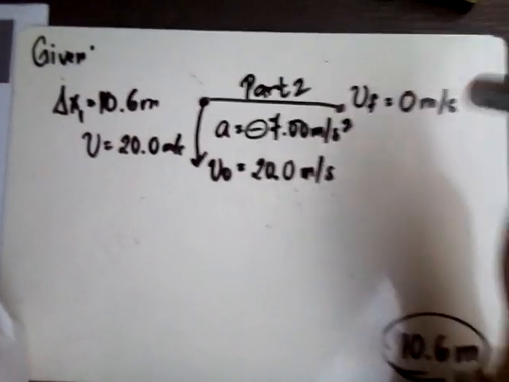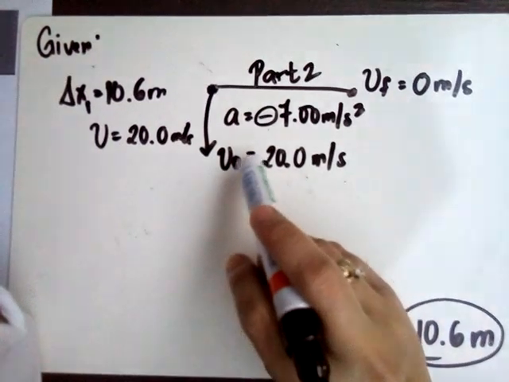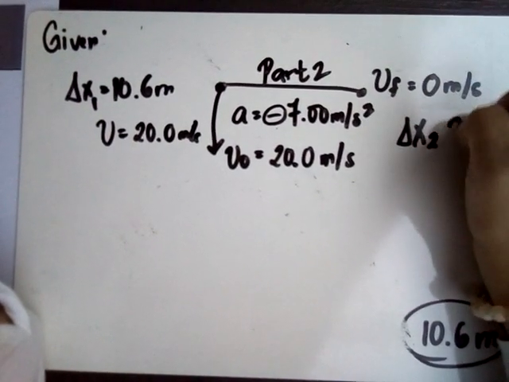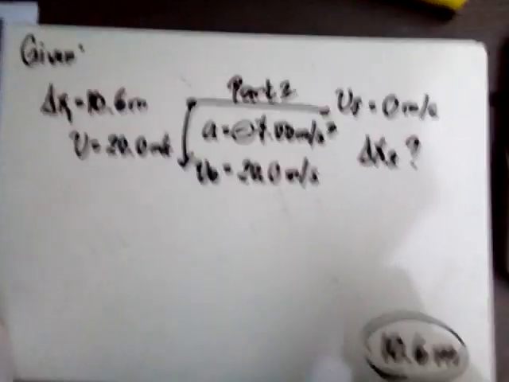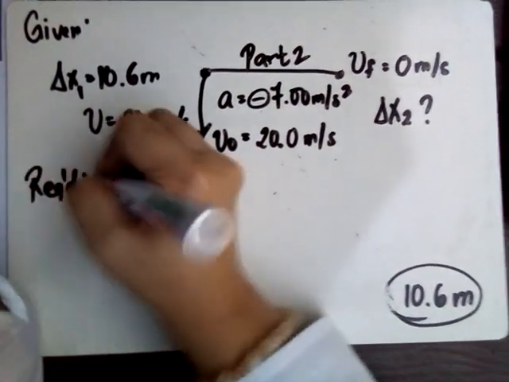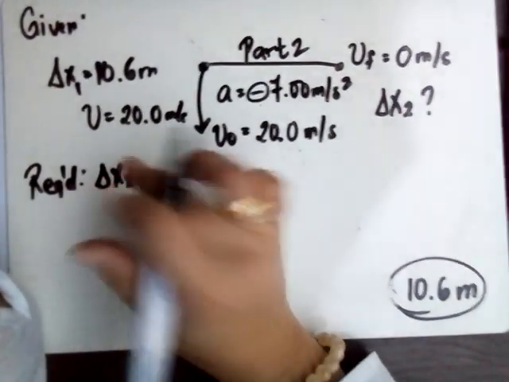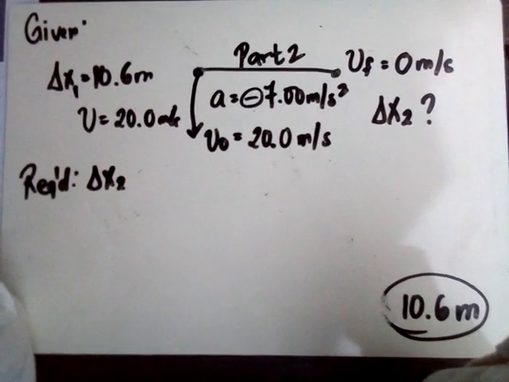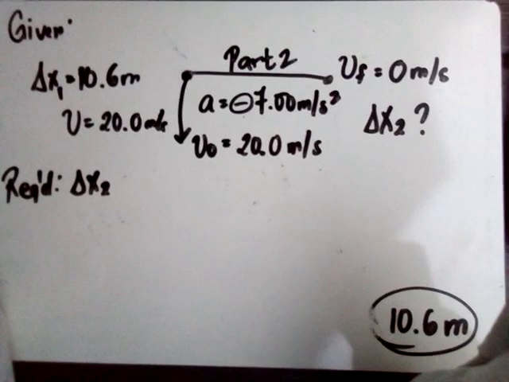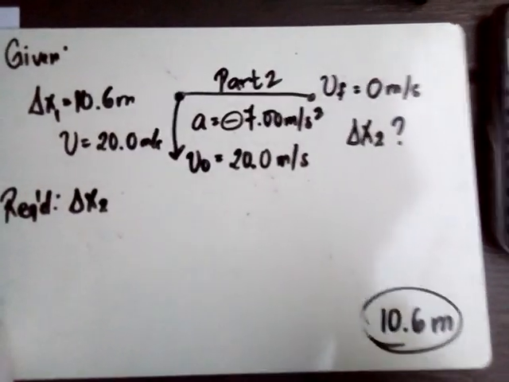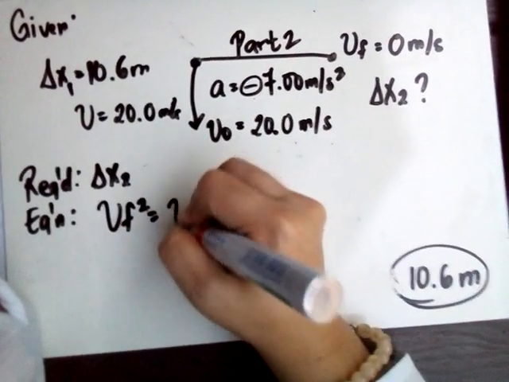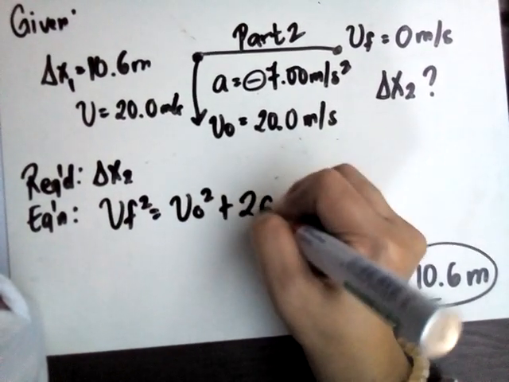Okay, so now you are given V final, you are given V initial, you are given the acceleration. You will look for delta x2. Okay, so what equation will we use? Now, you have to take note of the variable which is not given and it's not required. Yes, it's time. So therefore, we will use this equation. Vf squared equals V initial squared plus 2a delta x.